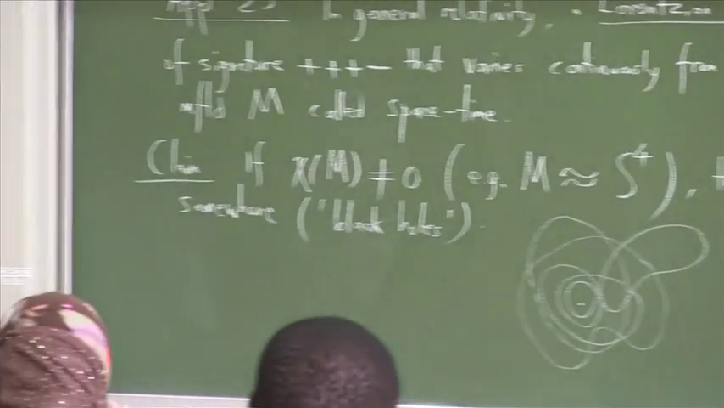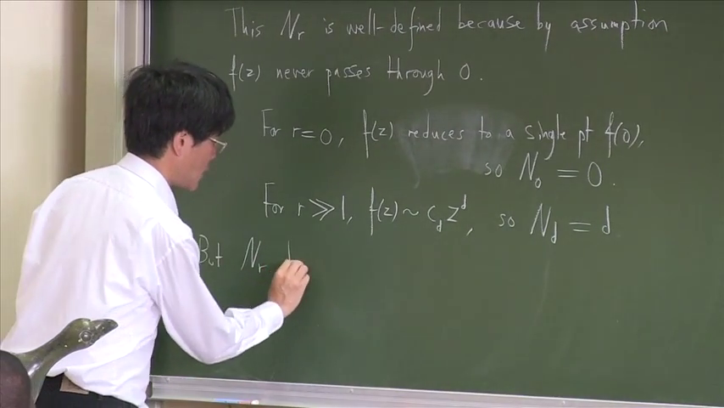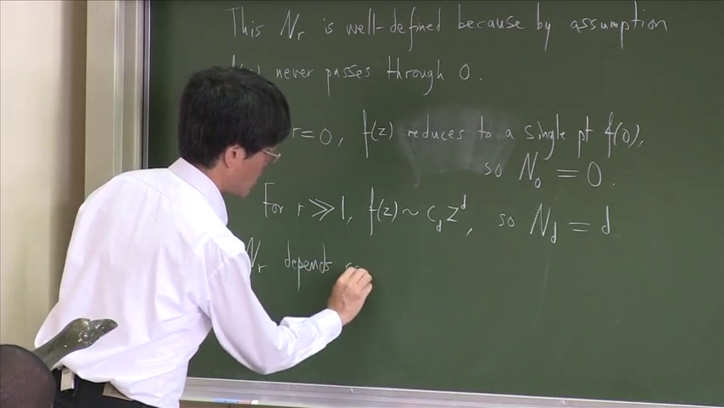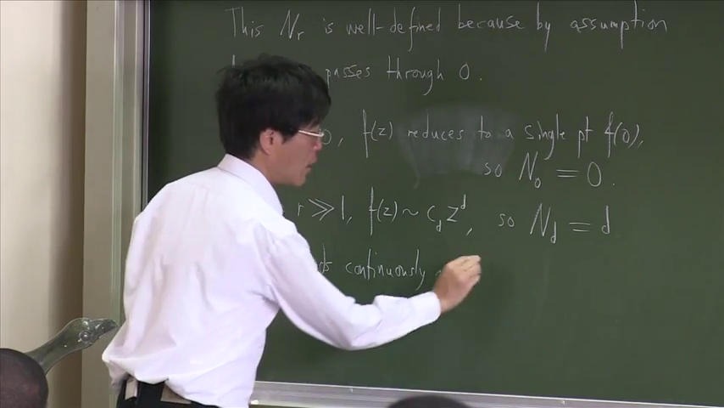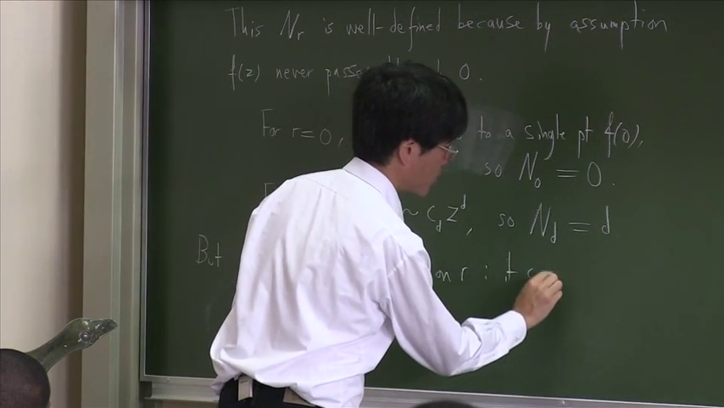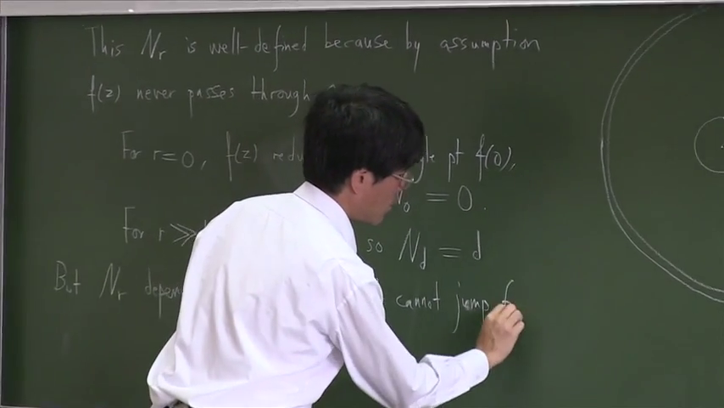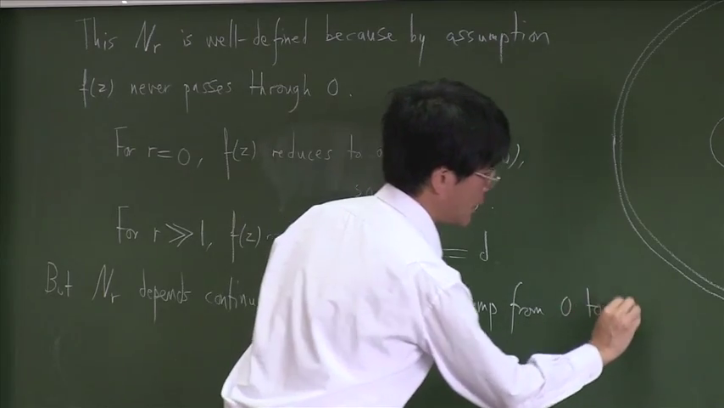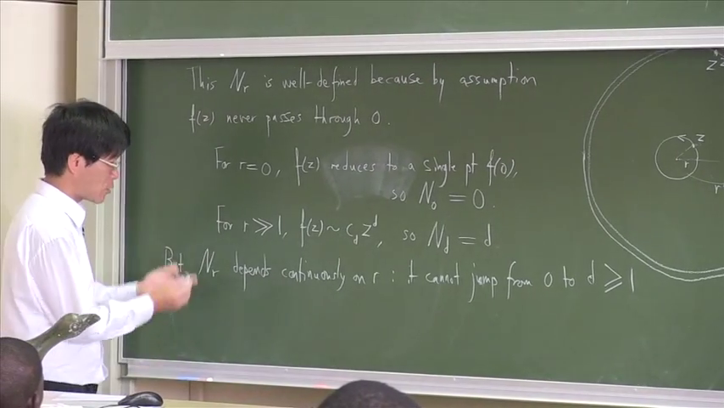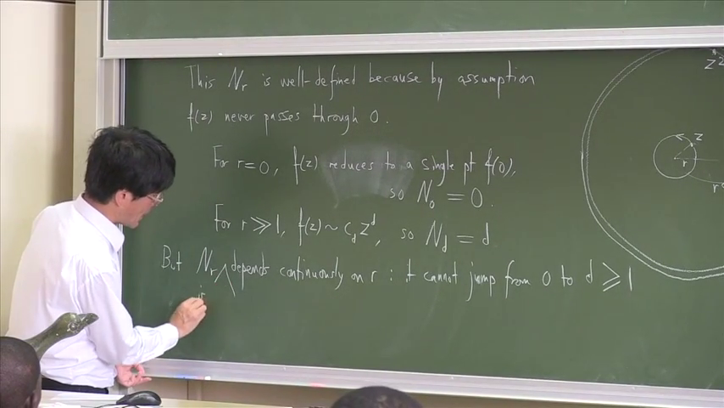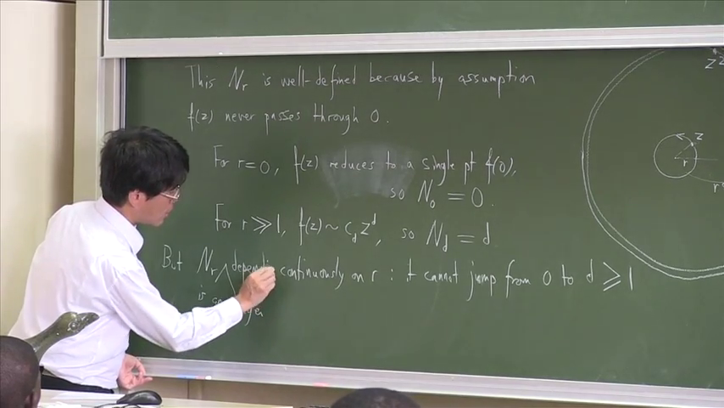So n sub r depends continuously on r, and it cannot jump from 0 to d because d is greater than or equal to 1. It is an integer depending continuously on r.